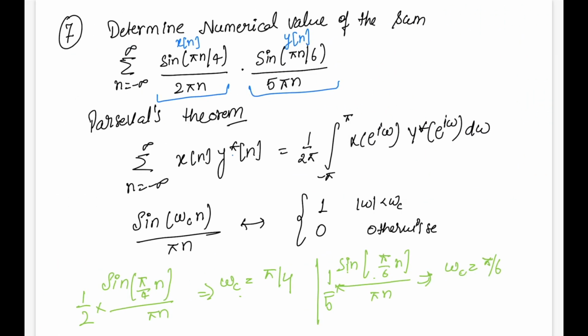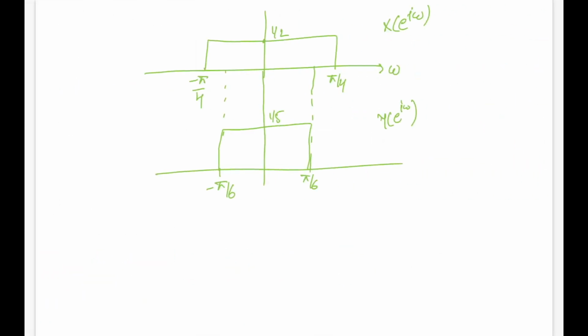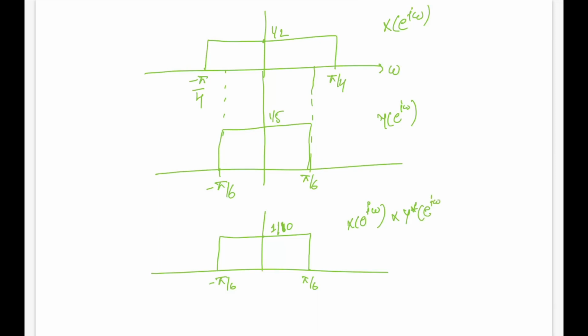Fine. After that we have to calculate their multiplication. If we multiply both of them, the final sequence will be like this: minus π/6 to plus π/6, and this will be 1 upon 10, that is 1 upon 5 into 1 upon 2. So this is X(e^{jω}) into Y*(e^{jω}).